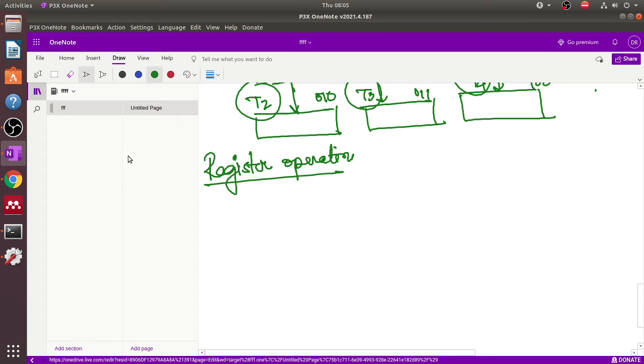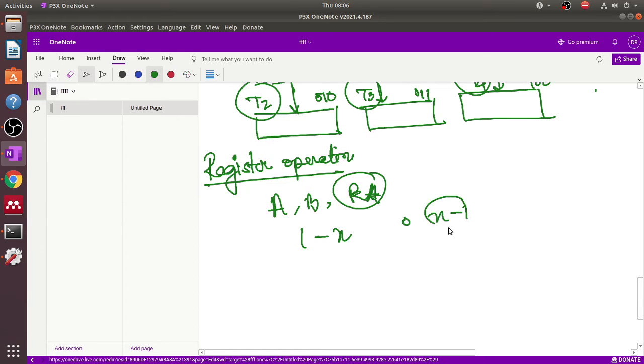The following figure is an example of symbolic notation of some register operations. A register is designated by one or more capital letters such as A, B or RA. So A, B or RA, register A, this is a symbolic notation. The individual cells or flip-flops within the n-bit register are numbered in a sequence from 1 to n, or from 0 to n minus 1.